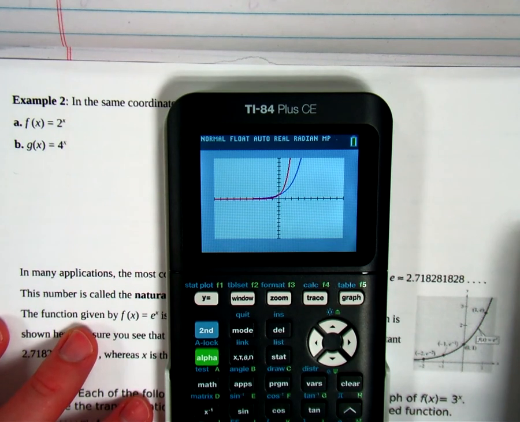4 to the x, if x was 1, is going to be 4. Squared is going to be 16, and we're taking off pretty quickly. So the bigger that base number is, the faster that thing's going to grow.